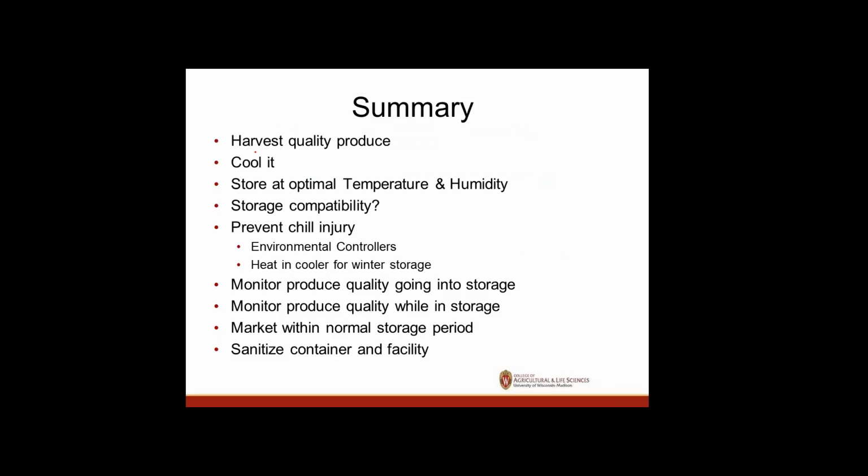So in summary, we have to harvest quality produce, we have to cool it, we have to store it at the optimal temperature and humidity, and we have to make sure we don't put produce together that has storage compatibility issues. We need to prevent chill injury, so we need controllers that control the temperatures accurately, especially when we're keeping some of those products right near their freeze points or chill points. We're going to need heat in a cooler in northern climates to prevent freezing. We need to monitor produce going into storage for quality, and we need to monitor produce while it's in storage to make sure that it's staying in good quality.